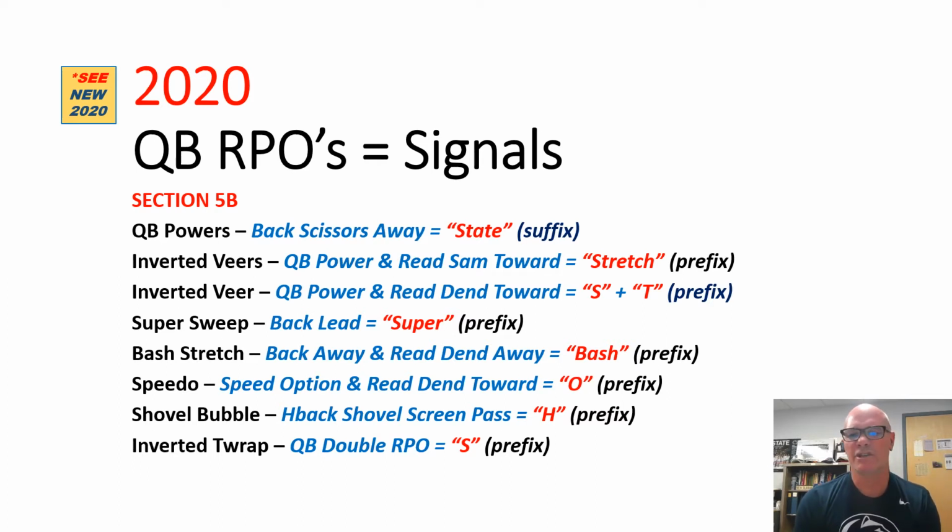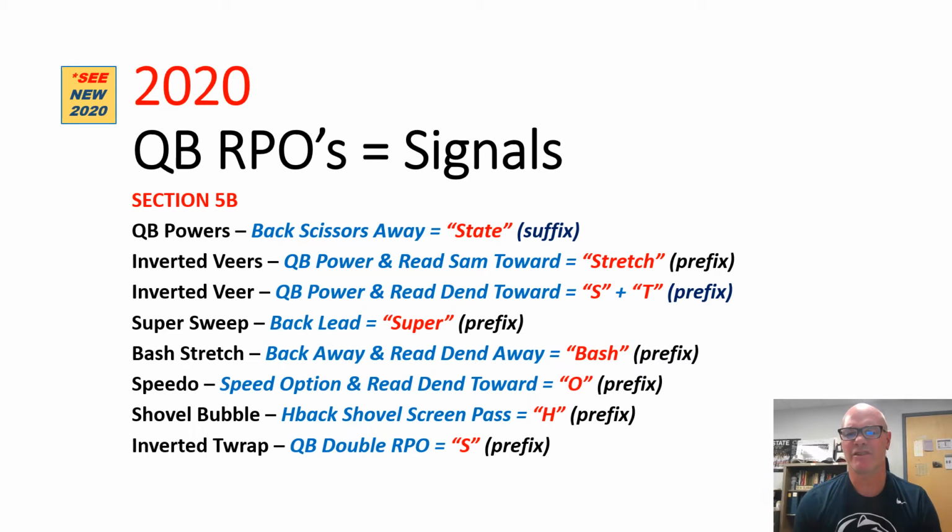So the first one I like to use is a quarterback power, where the back scissors away and blocks the backside linebacker. We use this as a state call, and it's a suffix. So if we want to run power to the left, it would be Phoenix, and then hands clasped is a state. That would tell the back to fake power away, block the backside linebacker, and the quarterback is still going to read the Sam backer for his RPO read. So again, Phoenix is power to the left, hands clasped is state, tells us scissors away.